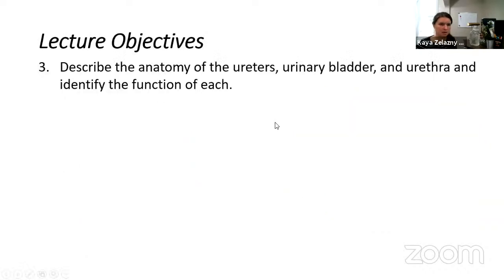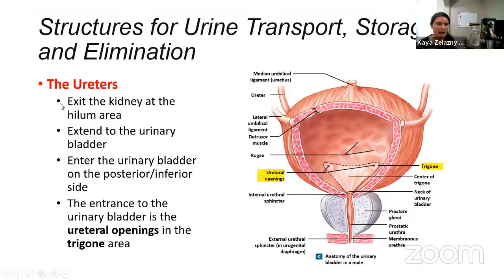Okay. So that was the end of our intro to the kidneys. Now we want to talk a little bit about the urinary structures that are not the kidney. After we leave the kidney, we go through a structure called a ureter. It's going to be long and skinny, a tube going from your kidneys, which are in your mid-back, all the way down into your pelvis to your bladder. They exit the kidney specifically at the little fold called the hilum. They extend to the bladder, and they enter the bladder on its posterior side.